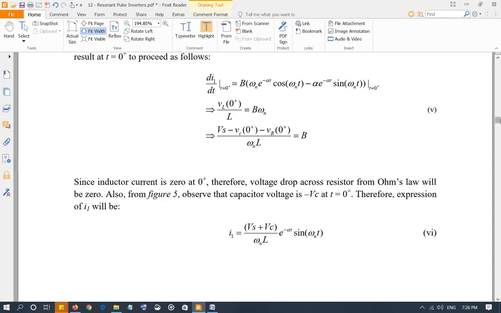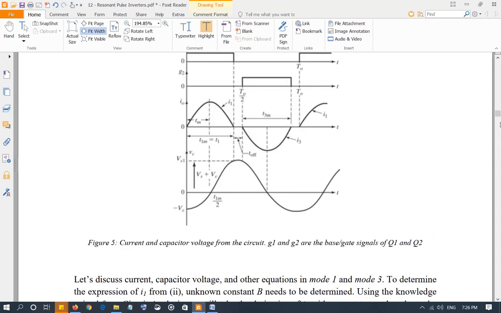And what is Vc0 positive? Remember, capacitor voltage does not change instantaneously. So what is Vc0 positive? Negative Vc. At the start of this cycle, the value of capacitor voltage is negative Vc right here.